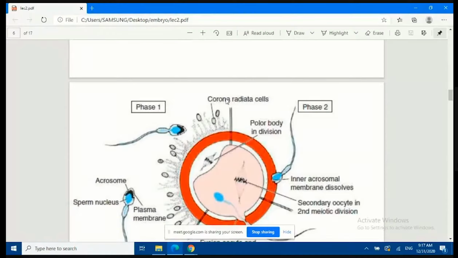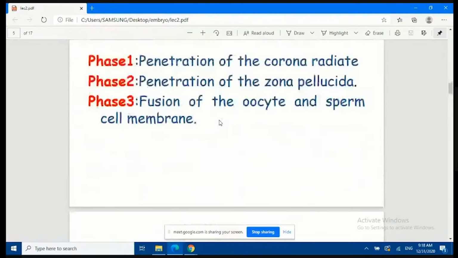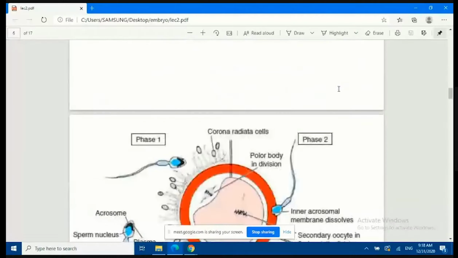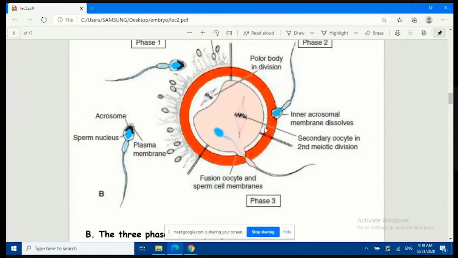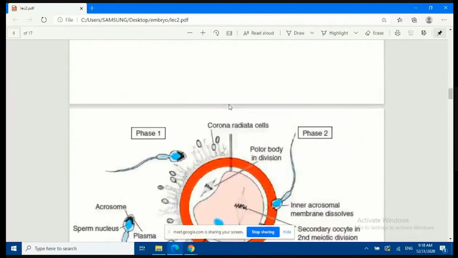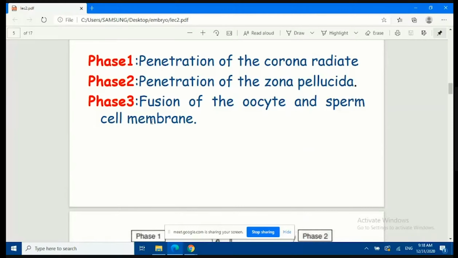From its name, don't forget it: corona. Radiata, because it is in the shape of rays. It surrounds the oocyte, the mature ovum, so its job is protection. The second thing is the penetration of the zona pellucida, and the last one is the fusion of the oocyte and sperm cell membranes.